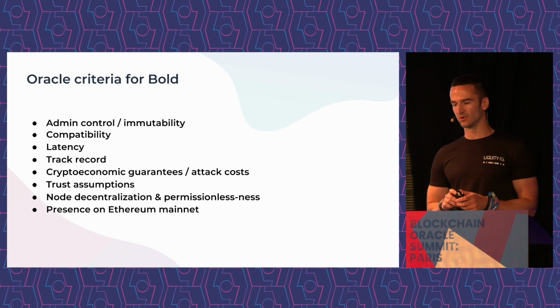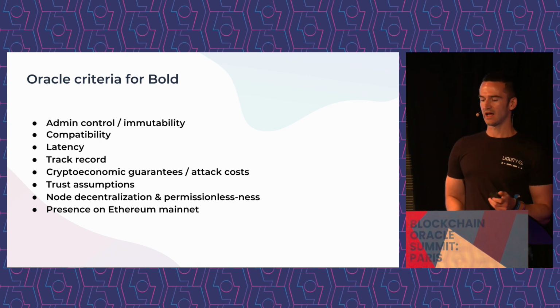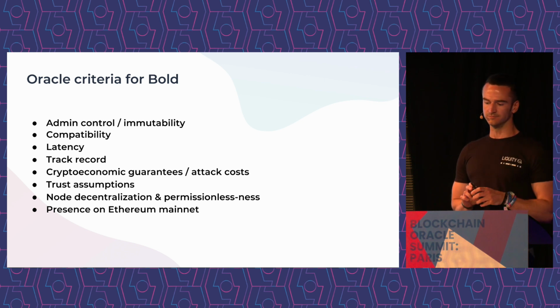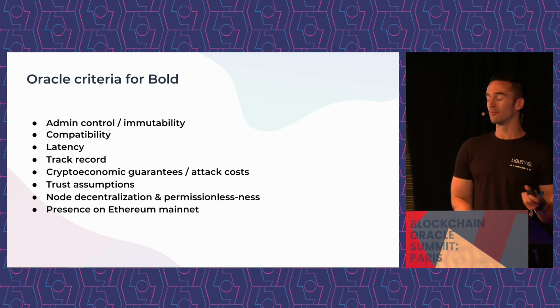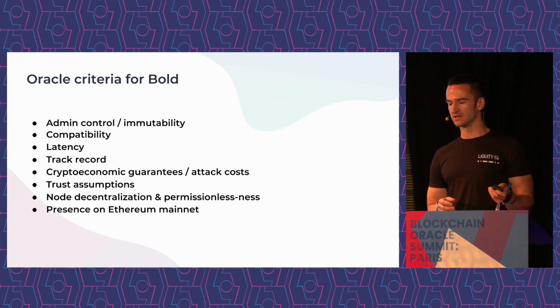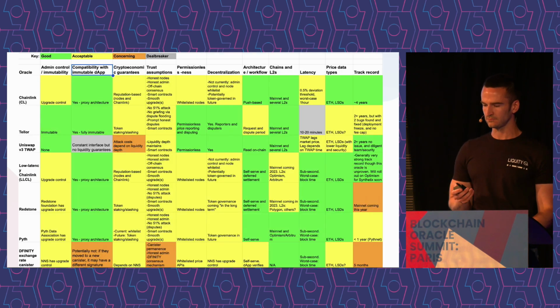Latency: low latency is important for us, as I mentioned, with these leverage positions, which can be vulnerable to front running. And also the oracle track record. How long have they been live for? What bugs, if any, have they had? And how battle tested is it? And then obviously the usual oracle properties: crypto economic guarantees, attack costs, trust assumptions, the state of the nodes, and whether they're actually on mainnet, which is where we'll launch.